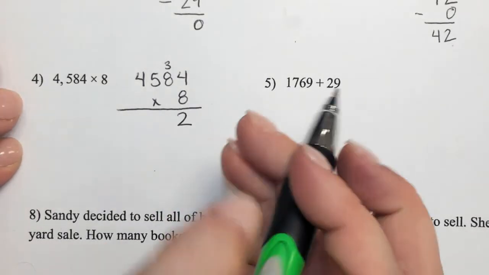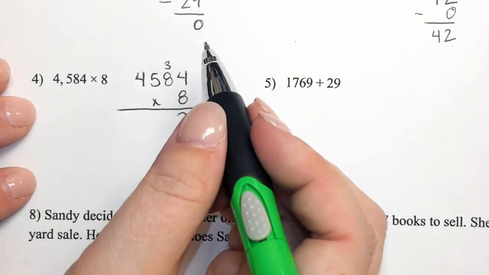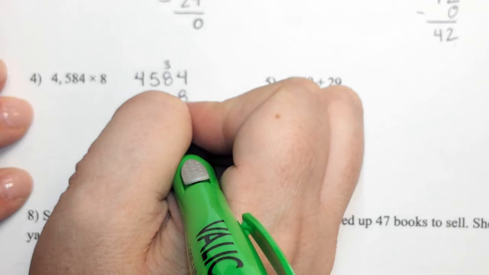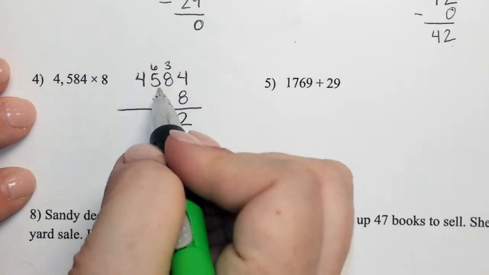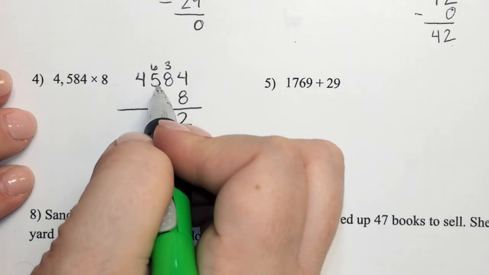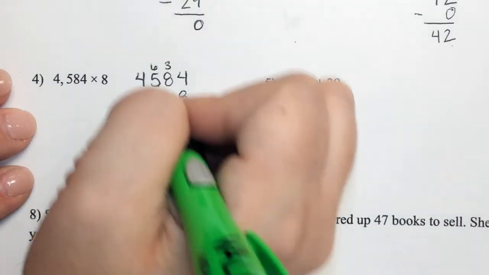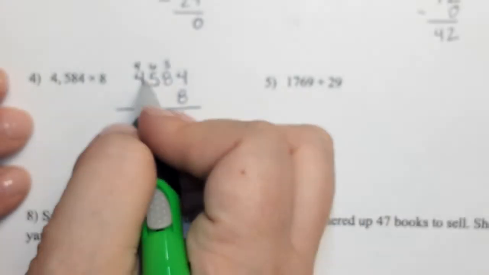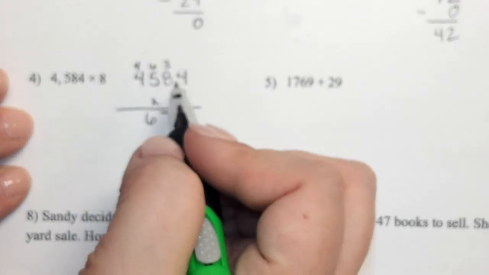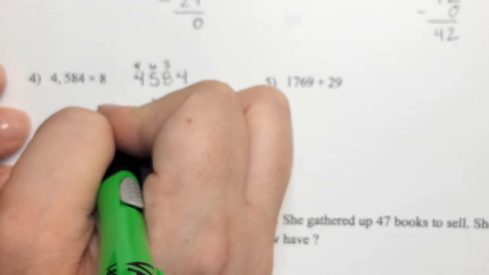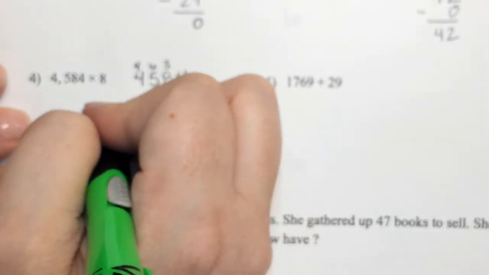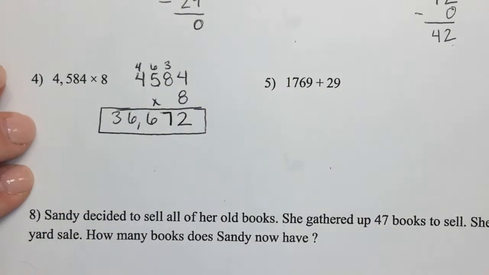8 times 8 is going to give me 64, right? Okay, plus the 3 is 67. I'm like looking at y'all to make sure I'm doing my math right, okay? All right, 8 times 5 gives me 40, plus the 6, 46, carry my 4, and then 8 times 4 is 32 again, plus the 4 is 36. So I should get 36,672.